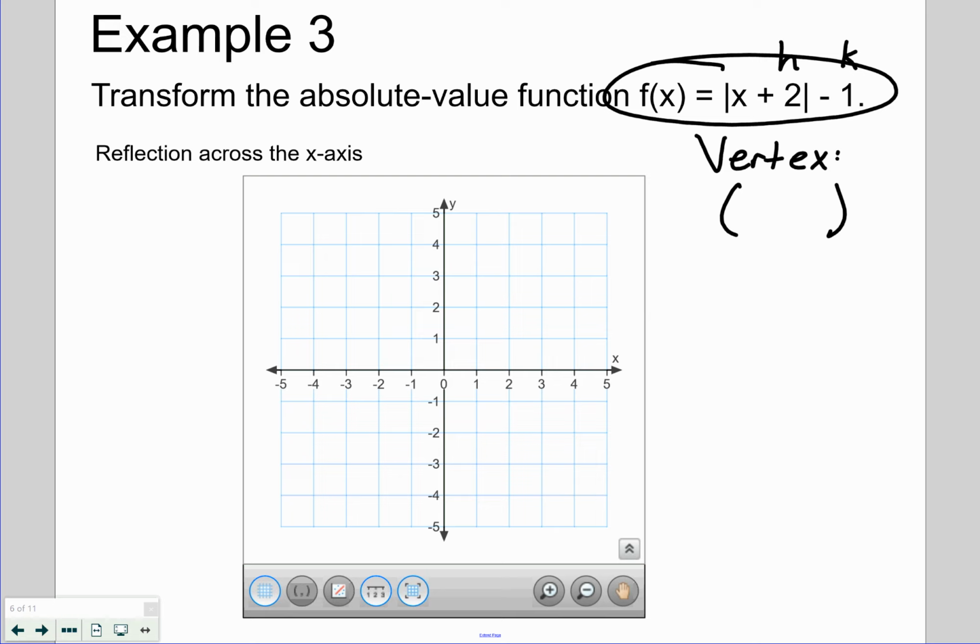But I've told you every time, Alonzo, you're looking inside the absolute value, you've got to think opposite. So that h value is actually a negative 2. All right, so you want to think opposite. Now, what's the sign of the number that's outside? Subtraction. That's going to be always the same sign. You don't have to think opposite there. That one stays the same. Yes, Clarissa.